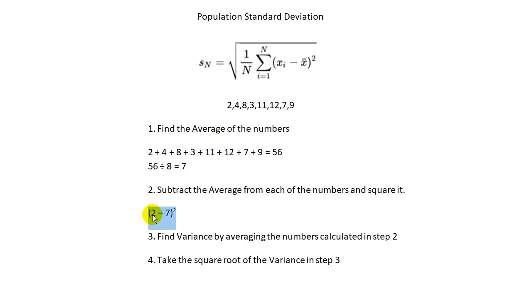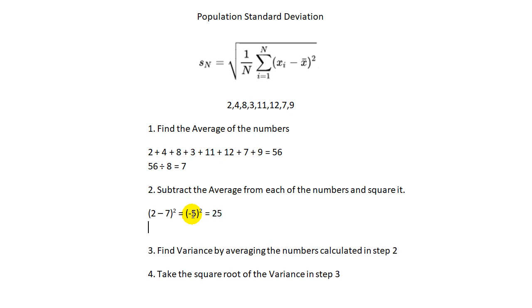So we'll do 2, which is the first number in the set, minus 7, which is the average. Okay, so we'll subtract that and we'll square it, and we'll need that later on. So 2 minus 7 is negative 5 squared. Okay, so we can square that. Negative 5 times negative 5 is 25, positive, right? So we'll do that for each one in the set.